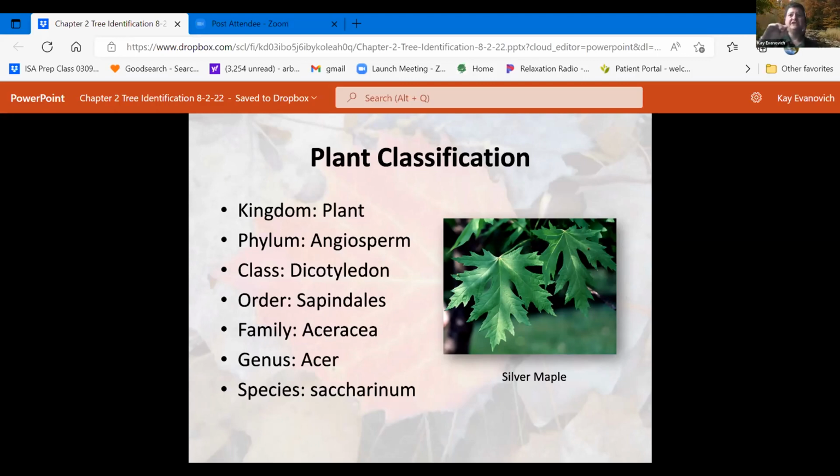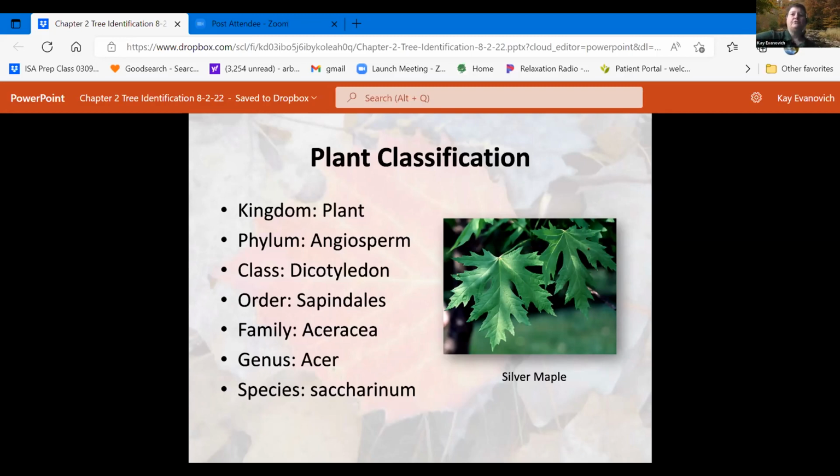It is changed from dicotyledon to eudicotyledon, but it means the same thing, two-leaf seeds. And then its order is Sapindales. All right. Its family is Aceraceae, sorry. Its genus is Acer, and its species is saccharinum. So that's the silver maple, is the genus and the species name. So it's an Acer saccharinum.